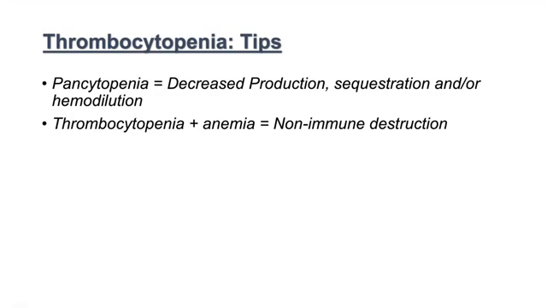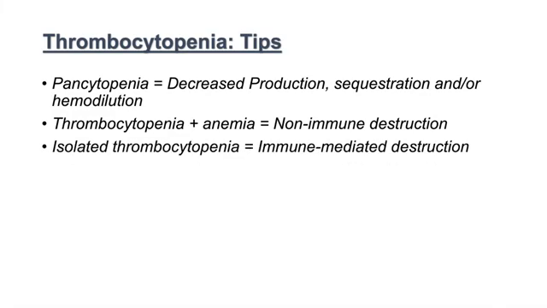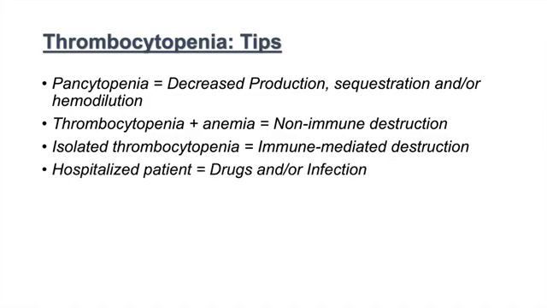Another one is if we see thrombocytopenia and anemia, this can lead to the possibility that it is non-immune destruction. There's also isolated thrombocytopenia. When it's isolated thrombocytopenia, think about immune-mediated destruction as a possible cause. And if it's a hospitalized patient, we see thrombocytopenia, think about drugs and infection as possible causes. So heparin-induced, there could be some other infections such as viral infections that could be leading to decreased platelet counts in patients. And that was a lesson on thrombocytopenia and the approach to cause of thrombocytopenia.